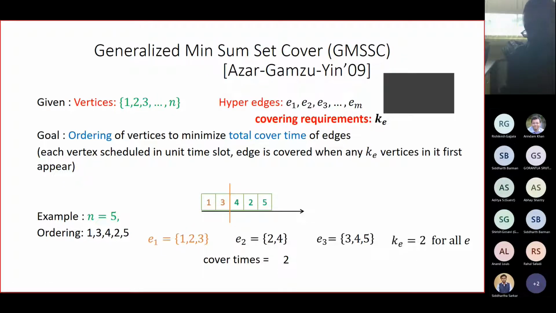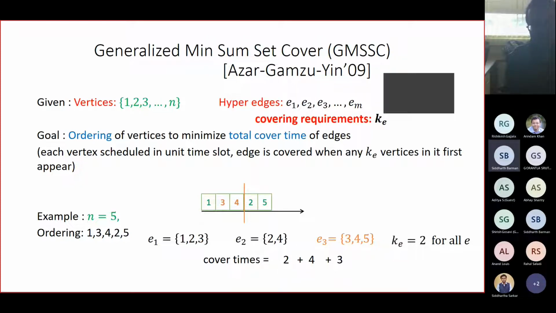How about the second edge? Well, this has exactly 2 vertices, and they are both scheduled by time 4. So that's the cover time of the second edge. What about the third edge? There are 3 vertices here, and 2 of them have been scheduled at time 3, as you can see. So the cover time here is 3, and the objective function here is 2 plus 4 plus 3. So we sum up the cover times over all the edges.